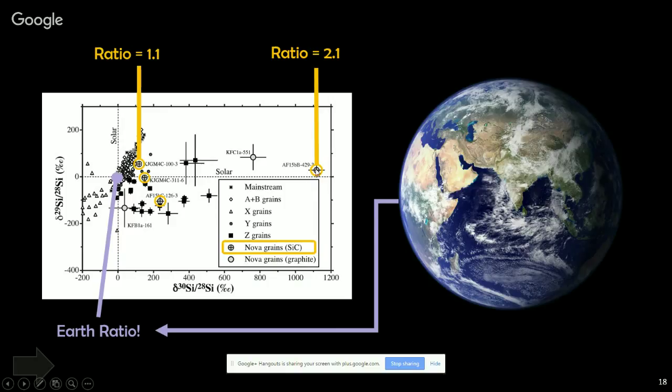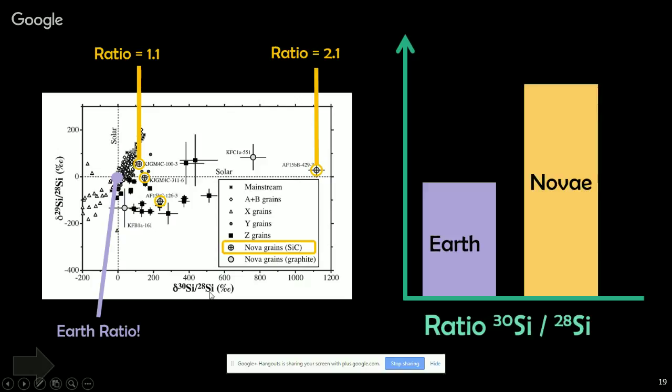And you can see that if I move all the way out here, there's a much higher ratio of silicon-30 to silicon-28 in those rocks that come from classical novae. Much bigger than the ratio that we find on Earth. So again, that's how we know that those rocks don't come from Earth. They don't look like things that we find on Earth.